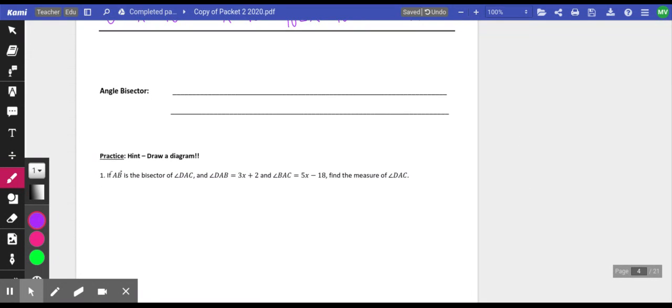An angle bisector is a line or ray that splits one angle into two congruent angles.